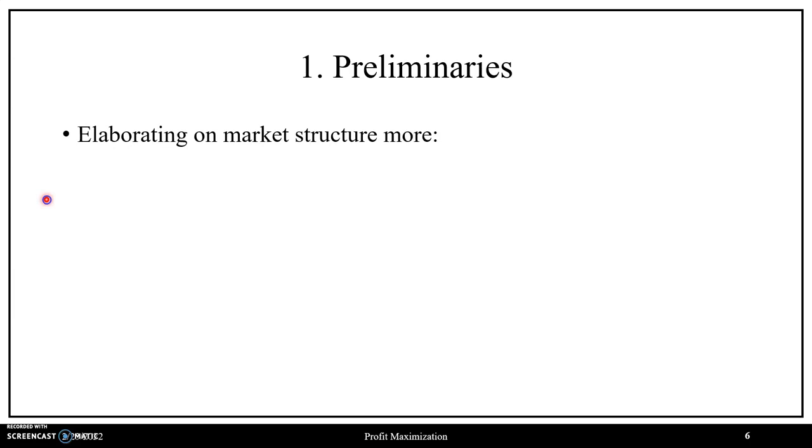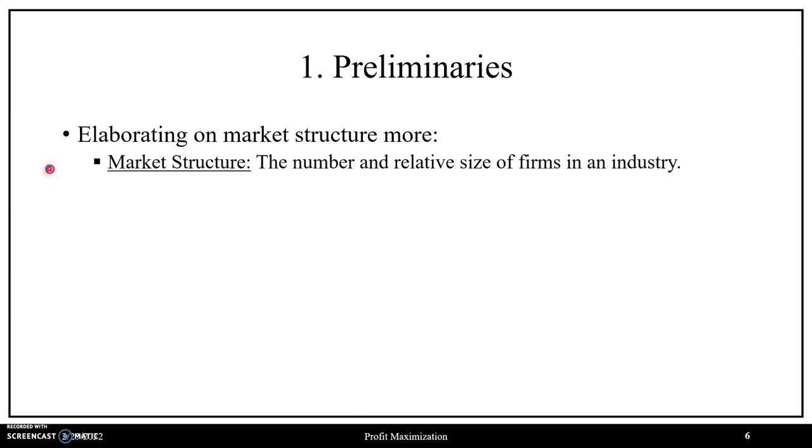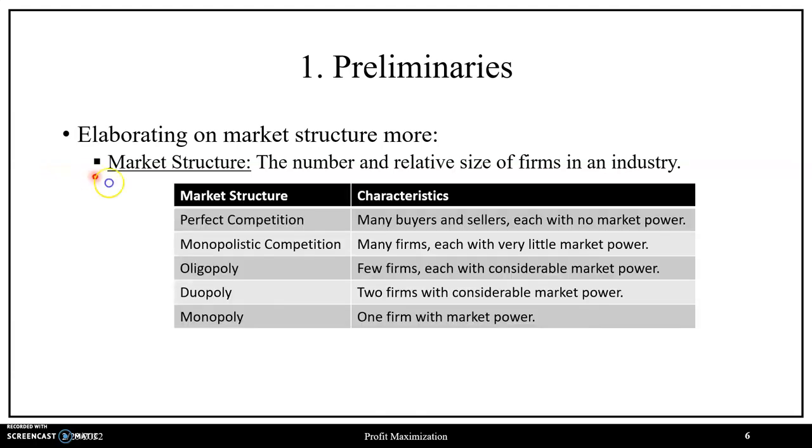To elaborate a bit more on market structure though first, recall that in our last video we defined it as the number and relative sizes of firms in an industry, where some examples of market structures include perfect competition, monopolistic competition, oligopolies, duopolies, and monopolies, where in terms of characteristics, starting with perfect competition, we see that there's many buyers and sellers, where each of these agents have no market power, that is the ability to influence the price on a good or service. And as we move down from our table, we see that the number of firms in these market structures begins declining, while market power begins increasing.